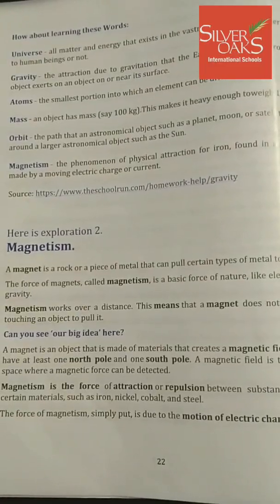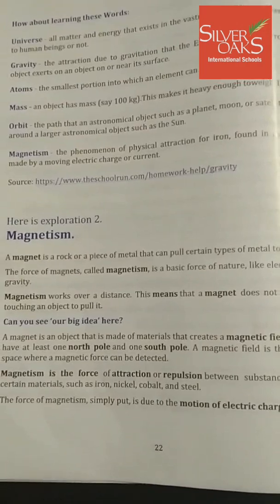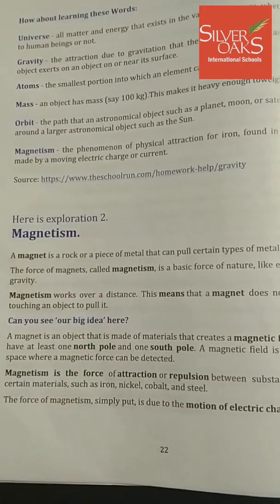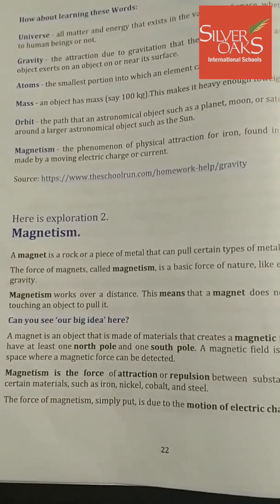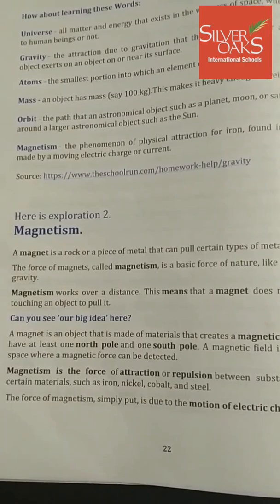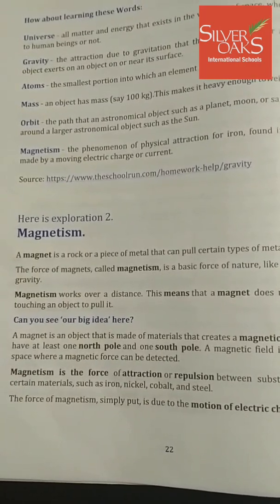Magnetism begins to be a force which can affect from a distance. A magnet is a rock or piece of metal that can pull certain types of metal towards itself. Meaning, a rock or a piece of metal that pulls certain types of metals towards itself is a magnet.